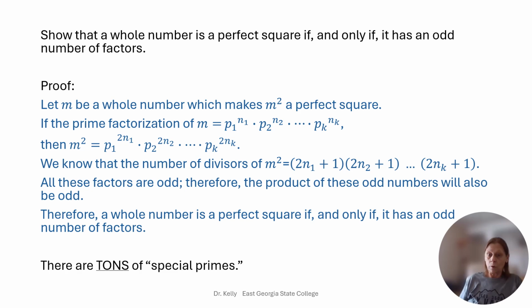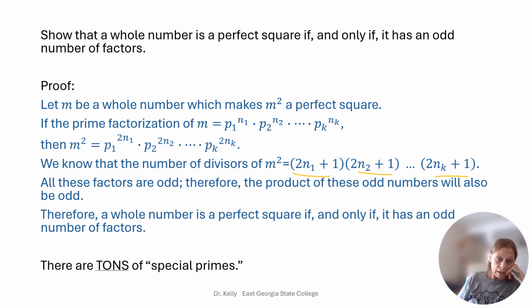And then we know from the previous theorem that the number of divisors of m squared would be 2n sub 1 plus 1 times 2n sub 2 plus 1, and so on. And the fact that an even number plus 1 is always going to be odd, and all odd numbers multiplied together are going to produce another odd. We note that all these factors here are odd.